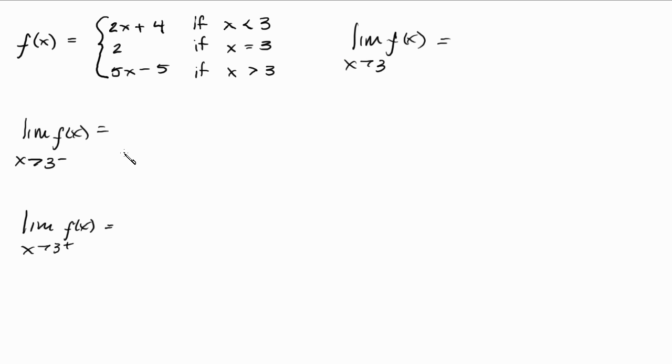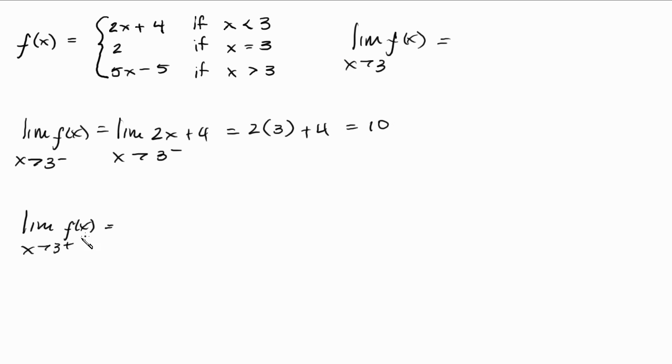All right, so let's plug in. Well, first of all, coming from the left, which one are we dealing with? Well, greater than x, that's coming from the right. Coming from the left, less than x, so it's this one here. So it's the limit of 2x plus 4 as x approaches 3 from the left. And so that's 2 times 3 plus 4. So that's 2, 6, 4, 10.